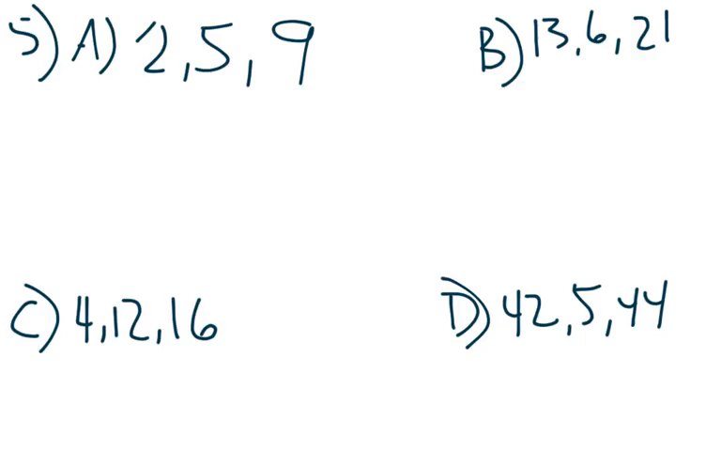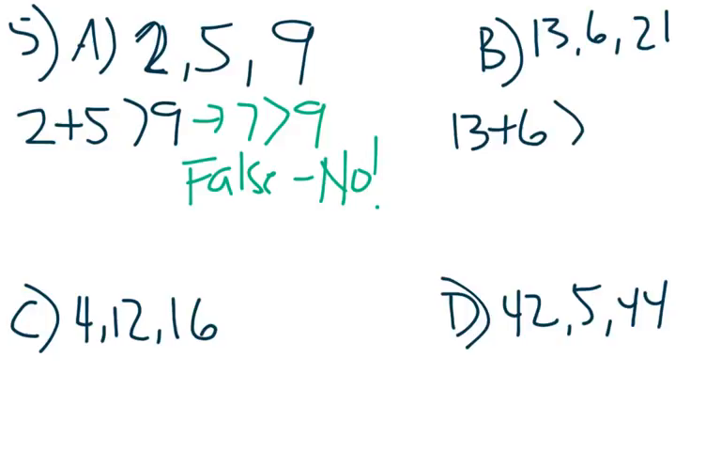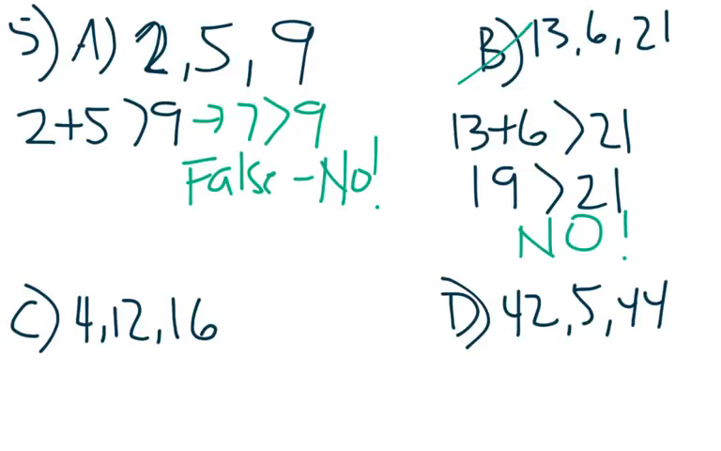Okay, so number 5, which of these measures can form a triangle? So 3 of these are not going to work. So let's set up our different combinations. We can say 2 plus 5 is greater than 9. 2 plus 5 is 7, and that is not greater than 9. So we already know that this one is not the answer. So B, let's try that. 13 plus 6 is greater than 21. That is 19, and that is not greater than 21. So B is also a no-go.